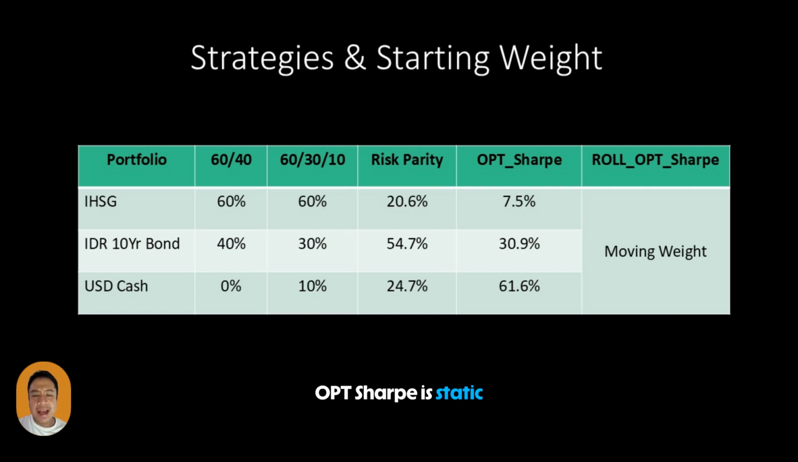Next is Static Max Sharpe. We optimize once on the train period, then keep the weights fixed in test. Notice it pushes heavily into USD because it improves risk-adjusted behavior historically. Then Rolling Sharpe Optimization. This is the key one. Weights are not fixed. They move over time.